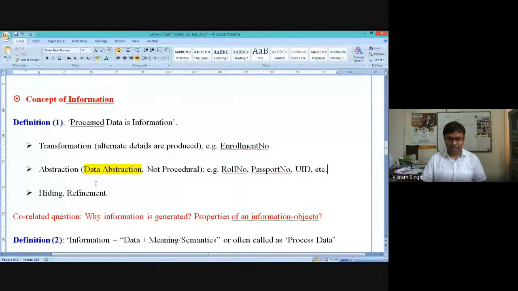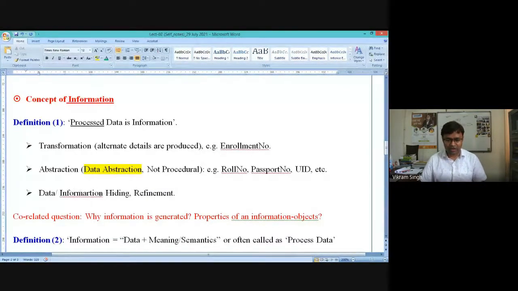So naturally, transformation was the first way of processing data to achieve information. Nowadays we have abstraction, and in addition to this there is a concept called hiding, which is maybe data hiding, or sometimes it is called information hiding, right? So there are these two concepts. You can always read about these things. These things are very important. These things are very close to each other.